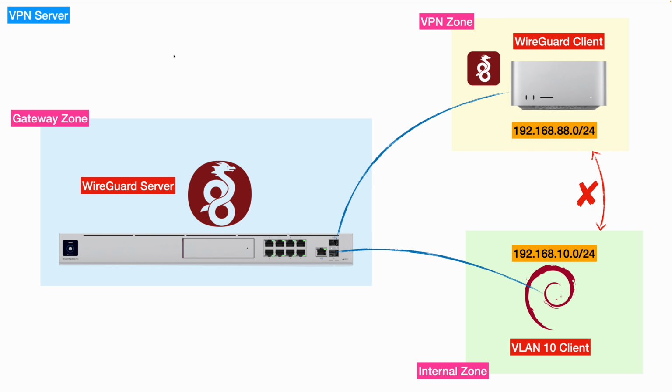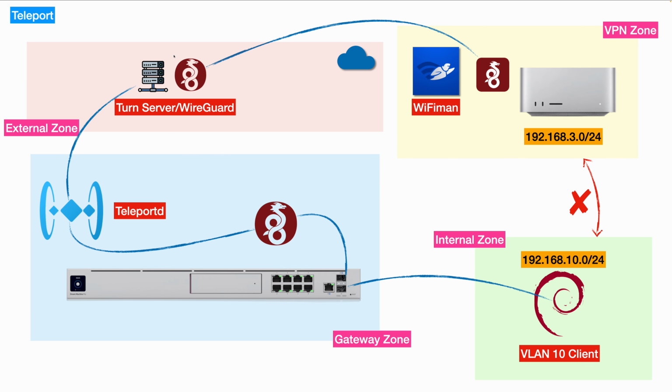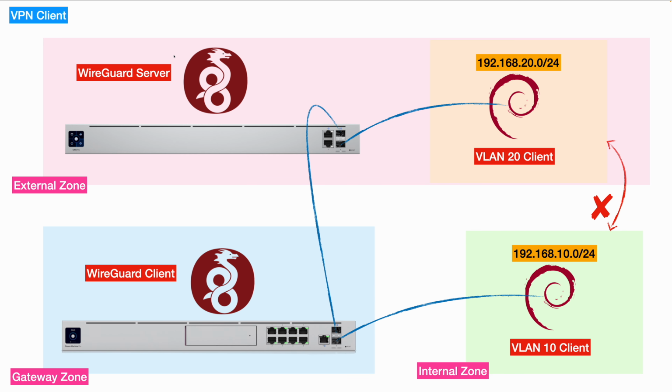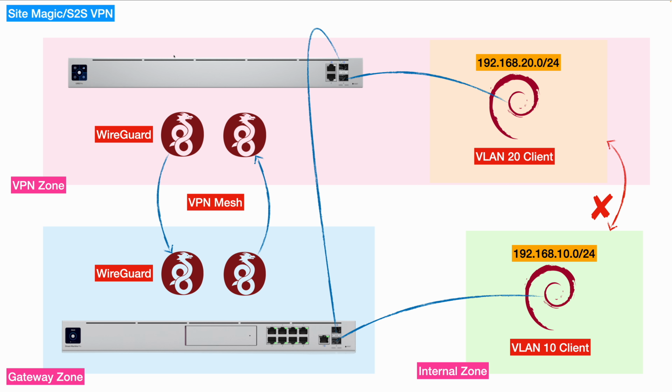There will be 4 parts for this video. First, you simply connect to the VPN server hosted on your UniFi gateway. Second, a special case. What if you use Teleport as your VPN? The third part, what if you use your UniFi gateway as a VPN client to external VPN servers? And the very last part, we will talk about the site-to-site VPN or site magic, how you can secure your network.